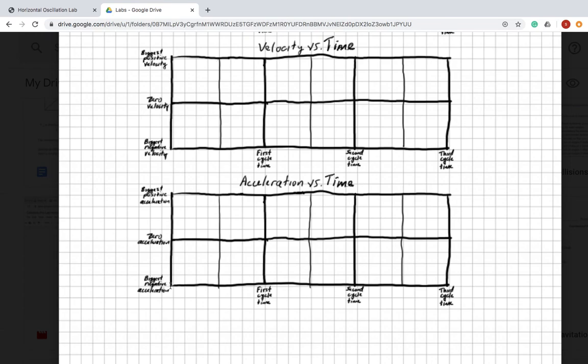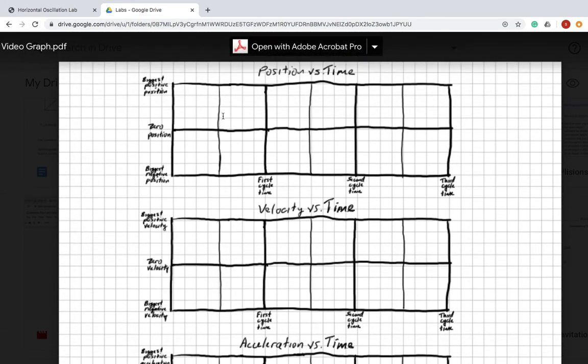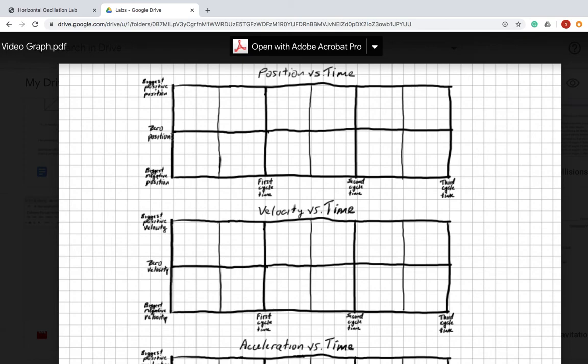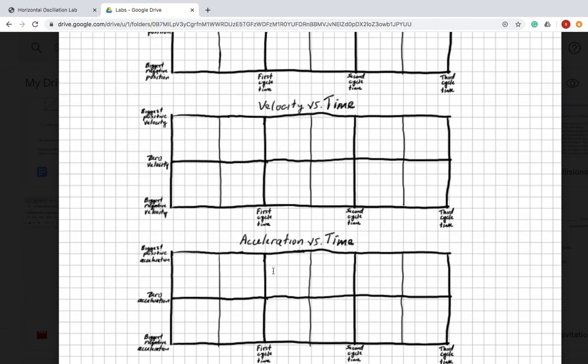And so from here, you have to draw the various attributes. So for position, what is going on with the position of the hovercraft as you start from when the time starts to when it has gone back and forth one time. And then once again, when it's gone back and forth the second time and back and forth the third time. And then do the same thing for the velocity versus time graph and the same thing for the acceleration versus time graph.